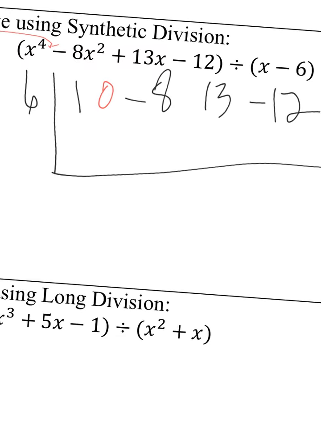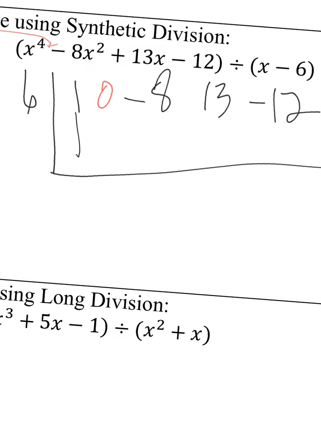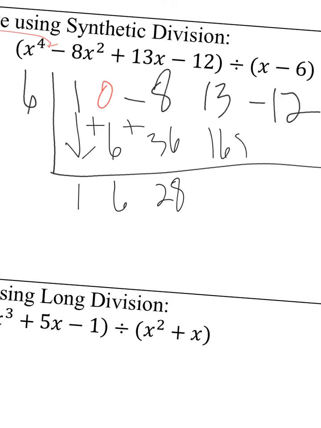Okay? So at this point, all you need to do is carry this down. That's a 1. Multiply to the outside, that's a 6. Add. So that makes 6. Multiply to the outside, that's 36. 36 plus negative 8 is going to be 28. And then 28 times 6 is 168. So the numbers are getting kind of big here, but 168 plus 13 is 181, times 6 again is 1086.